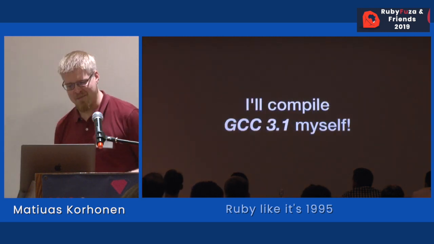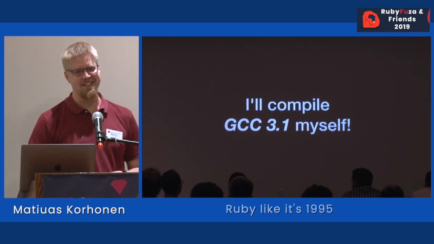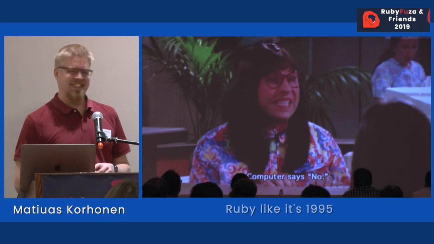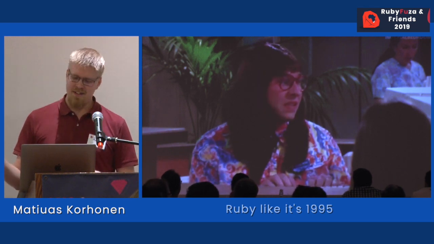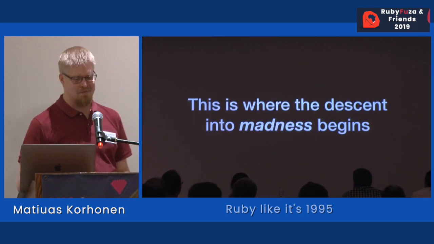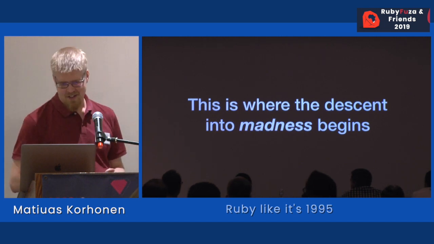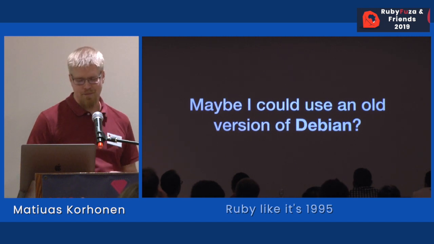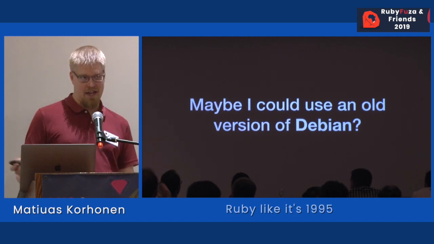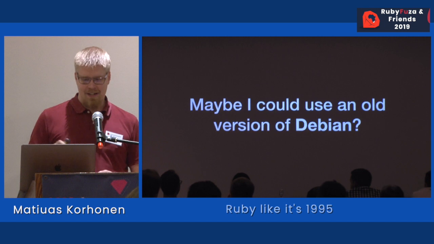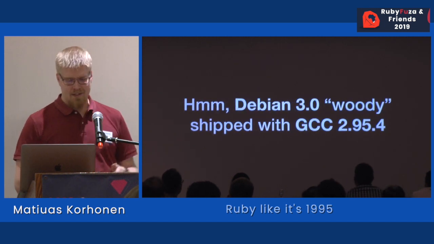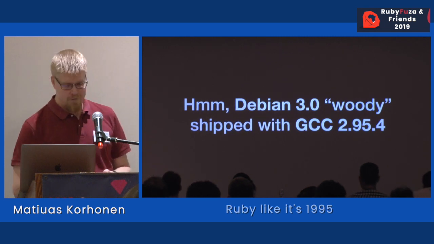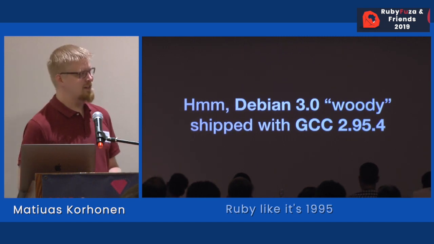Now, who wants to guess what happens when you try and compile a 17-year-old version of GCC? So this is where the descent into madness begins. So I thought maybe I could just use a really old version of Debian. I mean, it's been around forever, and I think I mostly know how to use it. And what's more, it appears that Debian 3.0 Woody shipped with GCC 2.95. So at least it should have that var.args implementation.